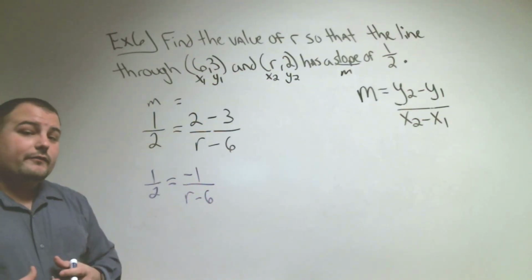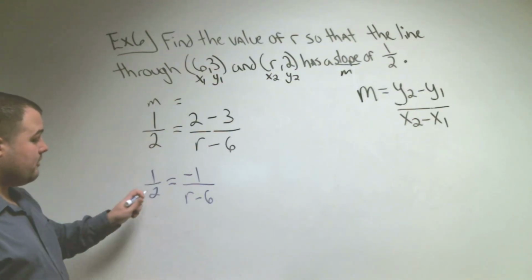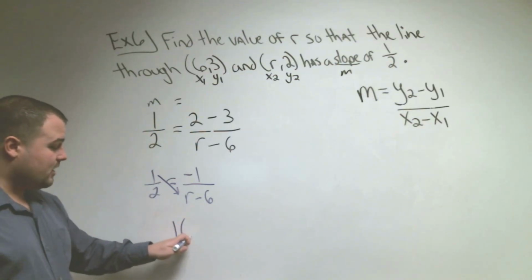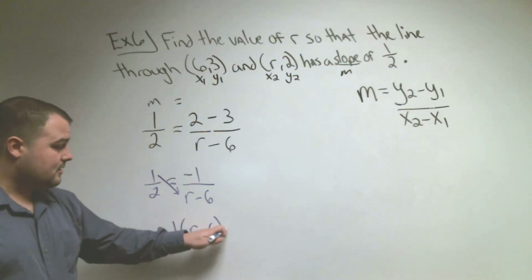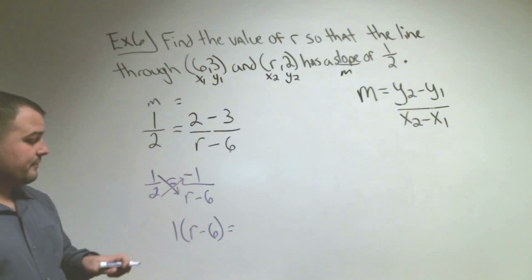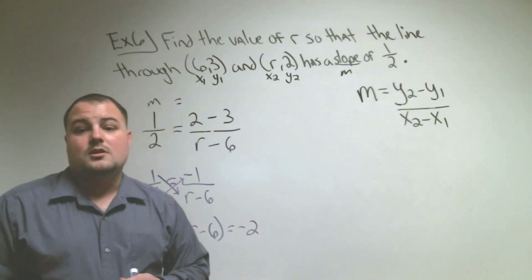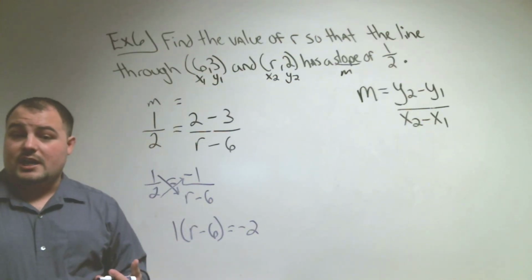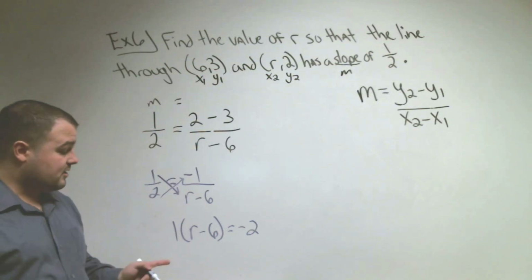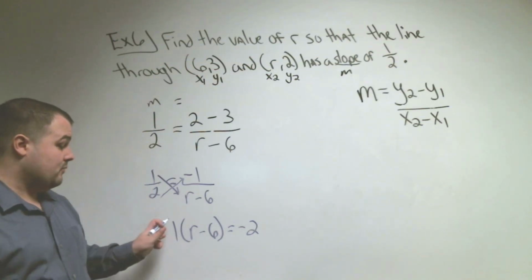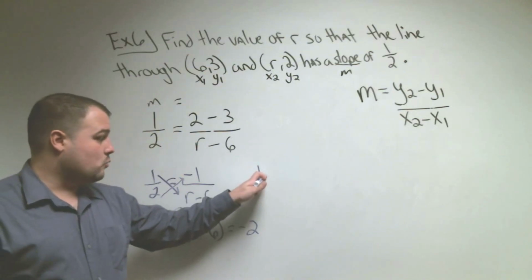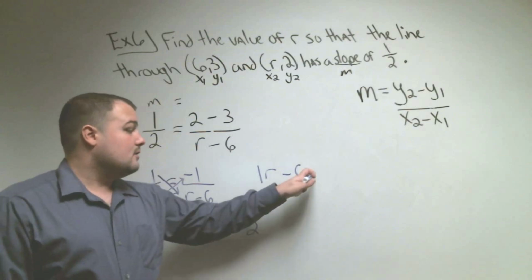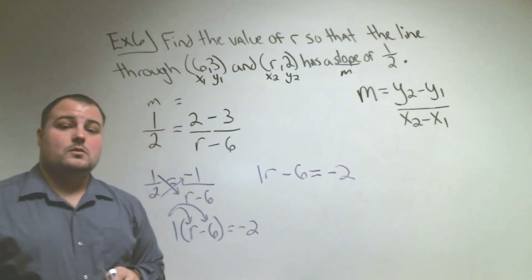So now that we have a fraction equals a fraction, we're going to go ahead and cross multiply. 1 times r minus 6, that's 1, and then in parentheses, r minus 6, equals 2 times negative 1, that's negative 2. So we just cross multiplied. Now that we have a number next to parentheses, we can distribute if we want to, or we can actually divide by that number. I'm going to go ahead and distribute. 1 times r, that's 1r. 1 times negative 6, that's negative 6, equals negative 2.